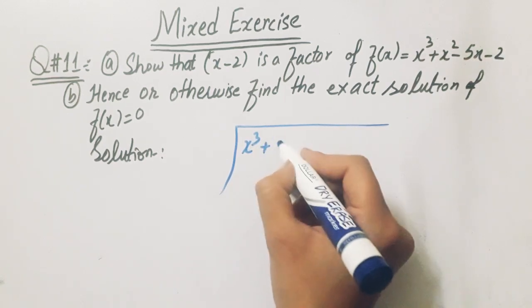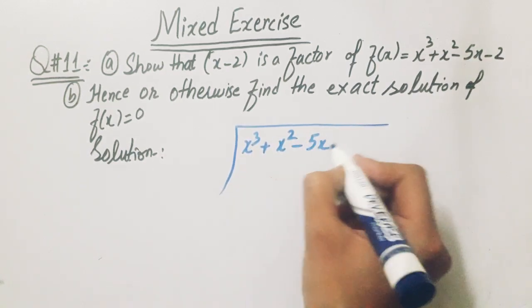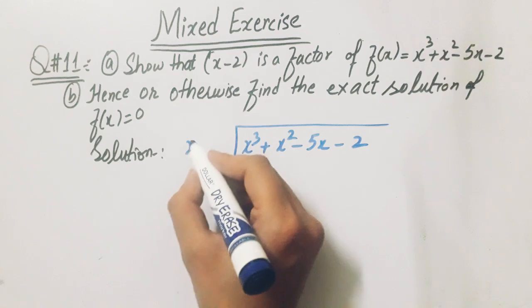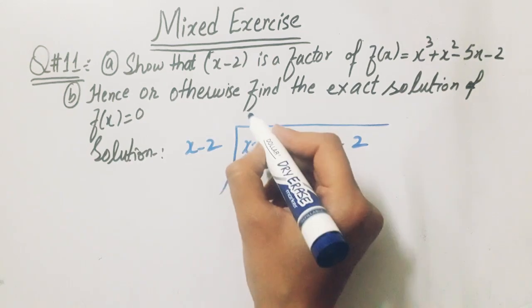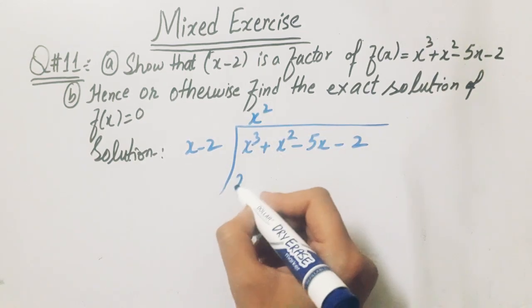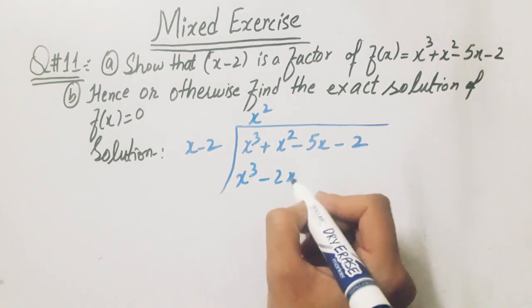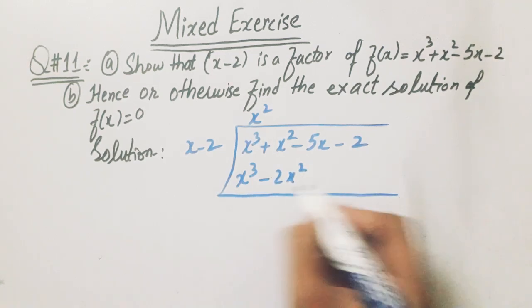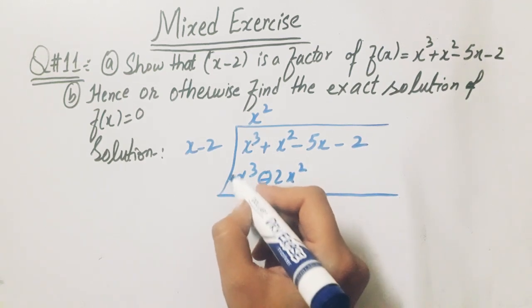x cube plus x square minus 5x minus 2. Divide this by x minus 2. When you multiply x by x square, you will get x cube. So x cube minus 2x square. Now change the old signs and you will get the new signs.